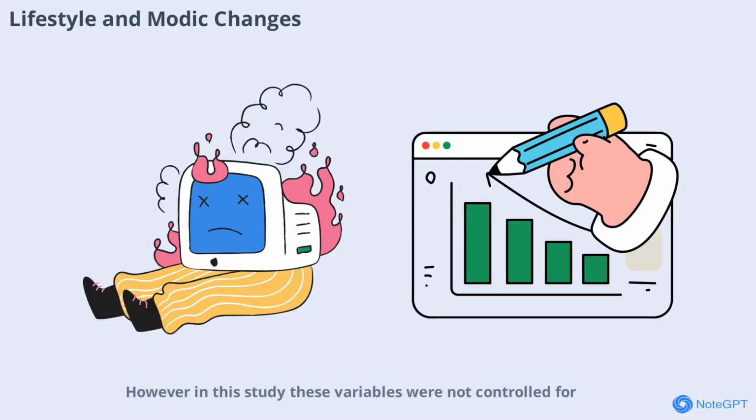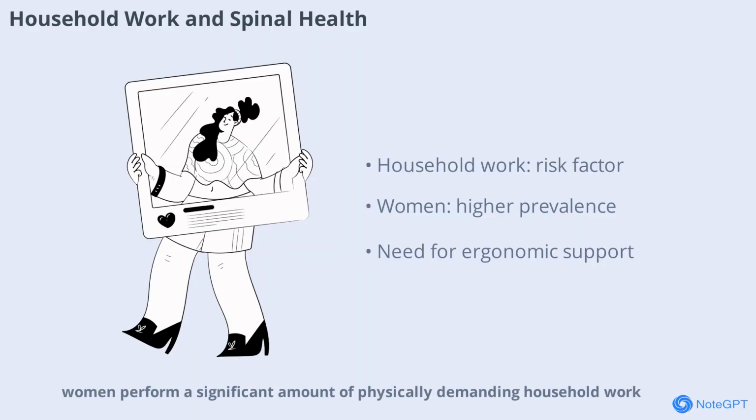However, in this study, these variables were not controlled for and their impact remains uncertain. This highlights the multifactorial nature of spinal degeneration. In many cultures, women perform a significant amount of physically demanding household work, which may contribute to the higher prevalence of musculoskeletal disorders, including Modic changes. Studies in Iran have shown that more than half of housewives experience such disorders, emphasizing the need for ergonomic interventions.